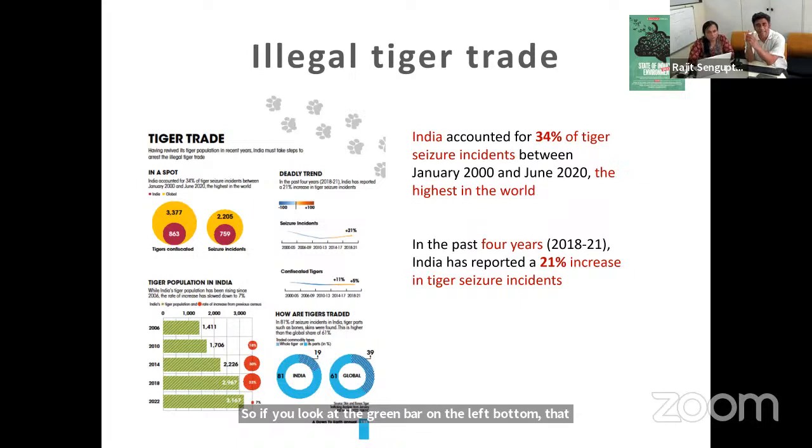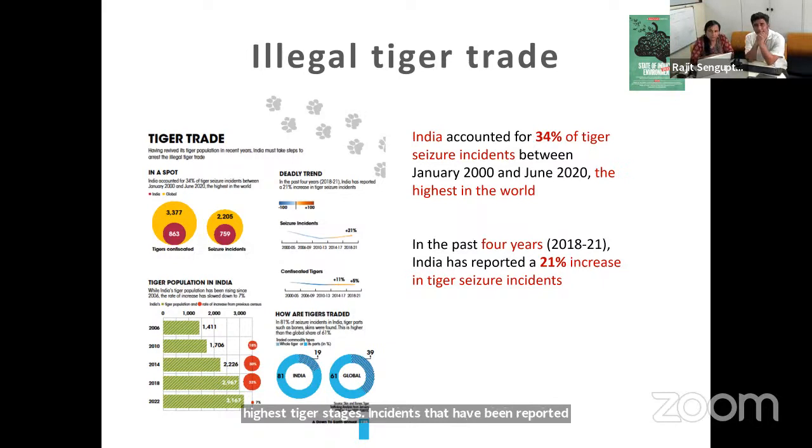But India has also emerged as an illegal tiger trade hotspot. If you look at it, 34% of all the tiger seizure incidents that happened globally happened in India. The time period is 20 years, from January 2000 till June 2020, and this is the highest number of tiger seizure incidents reported globally.